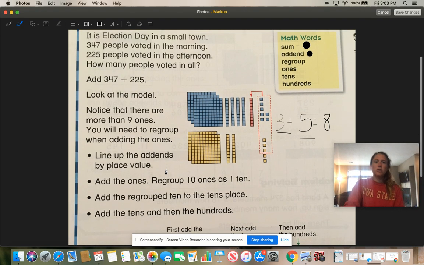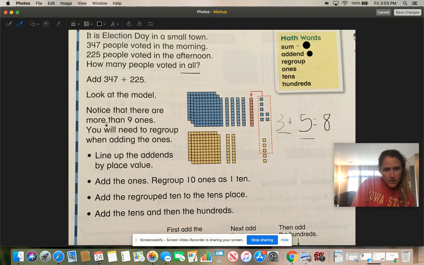It says it's election day in a small town. So election day is when you vote. 347 people voted in the morning and 225 people voted in the afternoon. How many people voted in all? So they're trying to figure out in all. Remember, that's a clue. That it is an addition problem. So in all, let's look at our model.